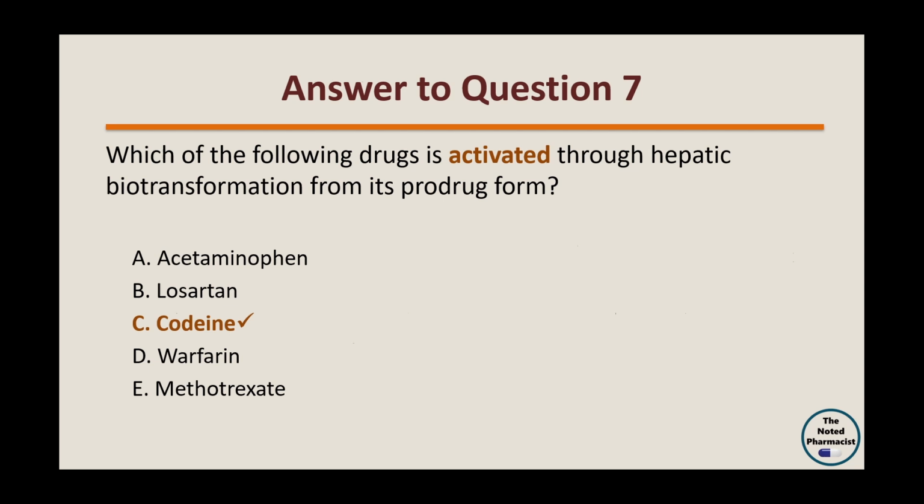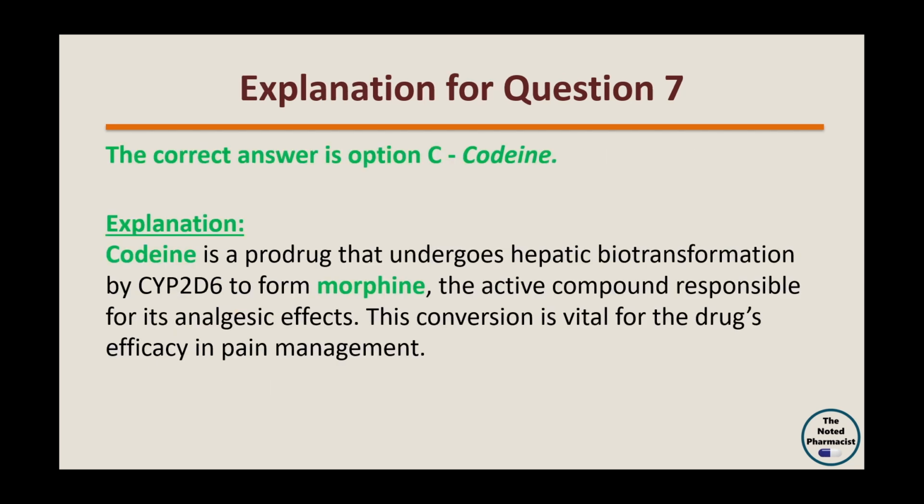The explanation is as follows. Codeine is a prodrug that is converted into its active form, morphine, through hepatic biotransformation primarily by the enzyme CYP2D6. This activation is essential for its analgesic effects, as morphine binds to opioid receptors to provide pain relief.